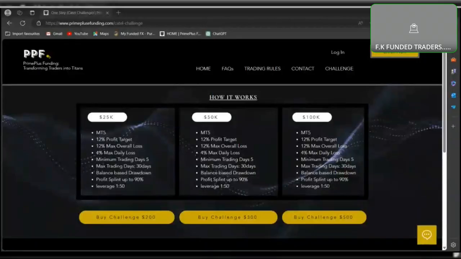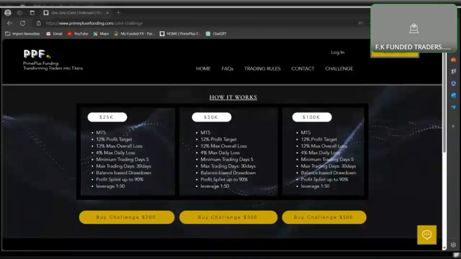But these guys of Prime Plus, they don't have trailing stop loss. Are you seeing it there? They all have three challenges. This is the 25k, 50k, 100k. You trade, you either lose or you win. You just need to follow the rules.